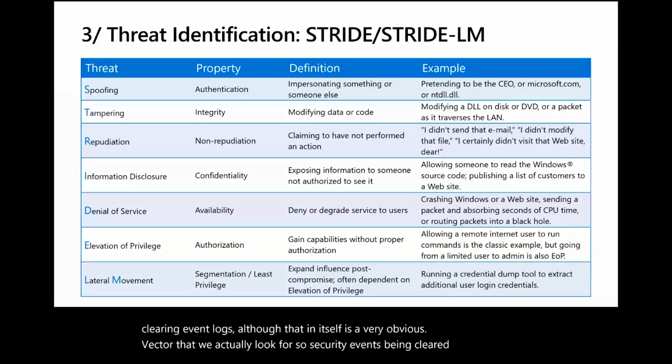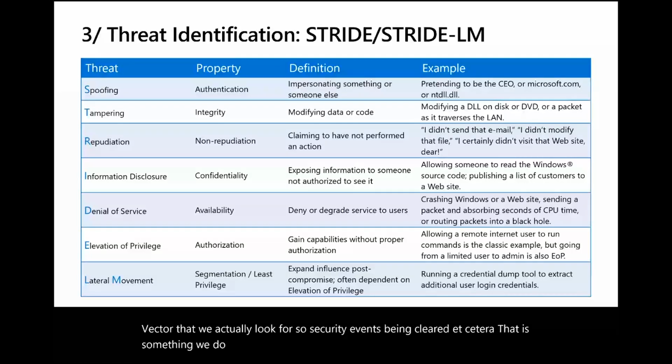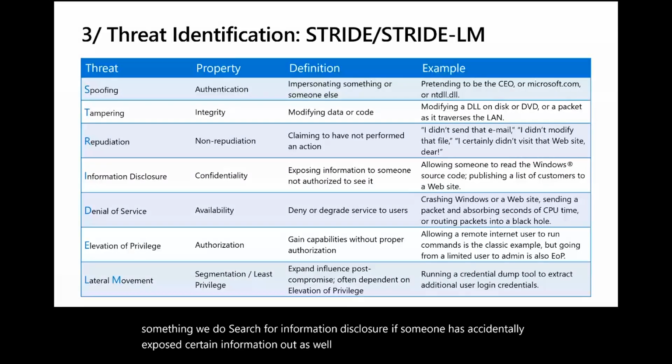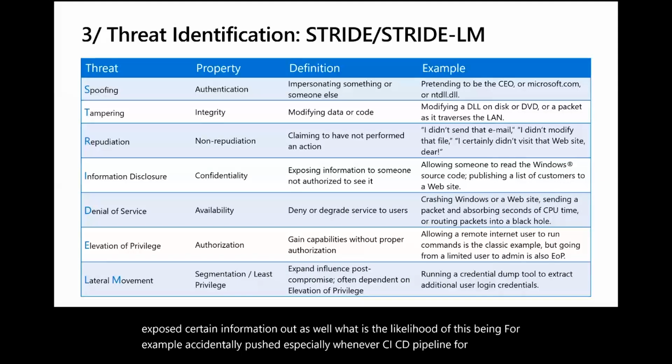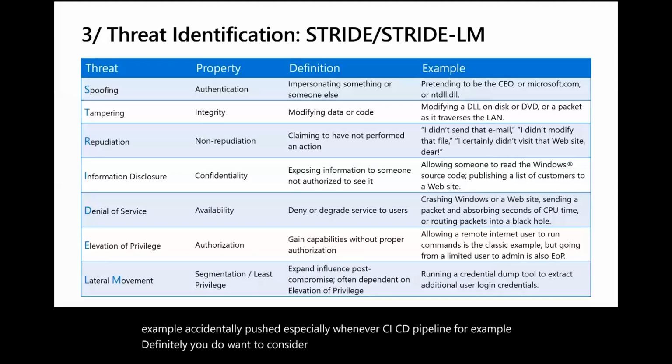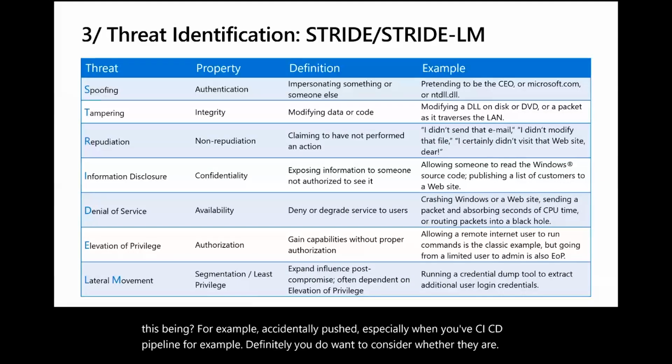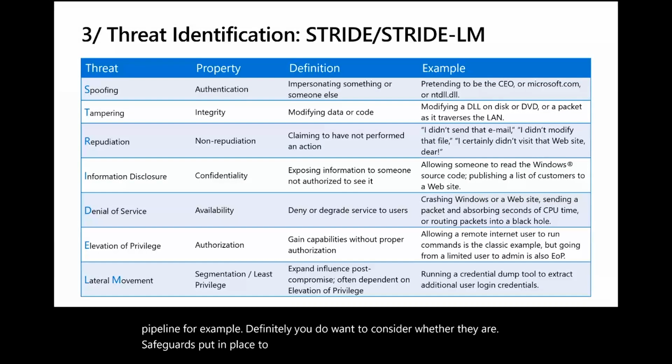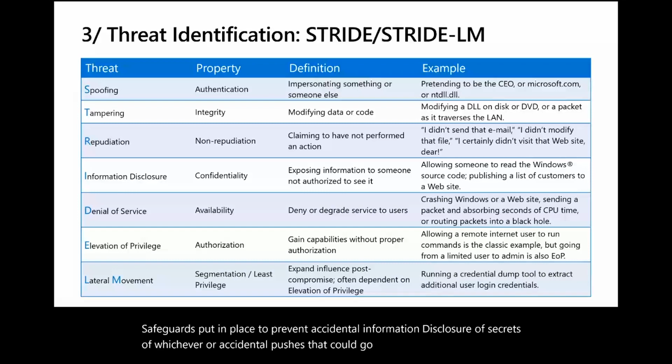That is something we do search for. Information disclosure: if someone has accidentally exposed certain information, what is the likelihood of it being accidentally pushed? Especially when you have a CI/CD pipeline, you definitely want to consider whether safeguards are in place to prevent accidental disclosure of secrets, or accidental pushes that could go out there that you might not be able to reverse in time.